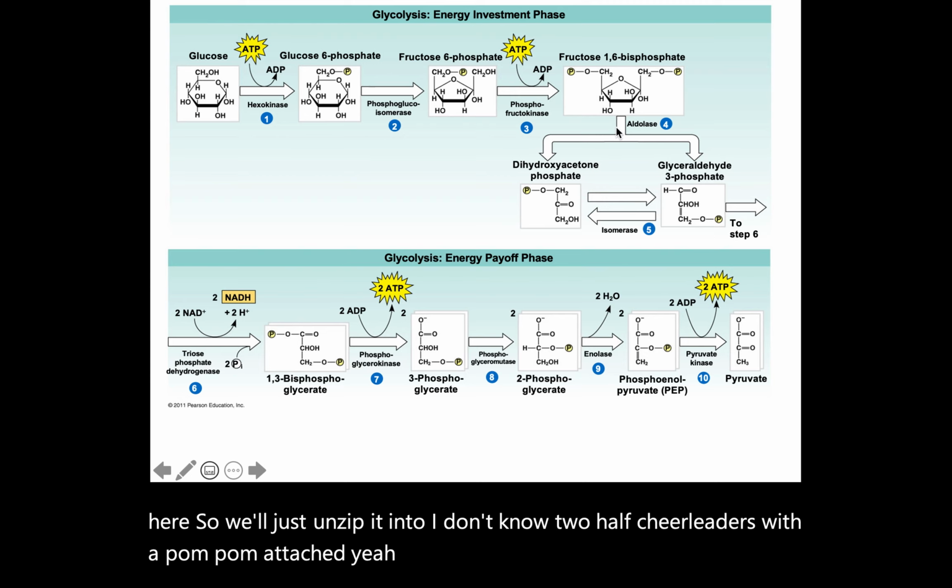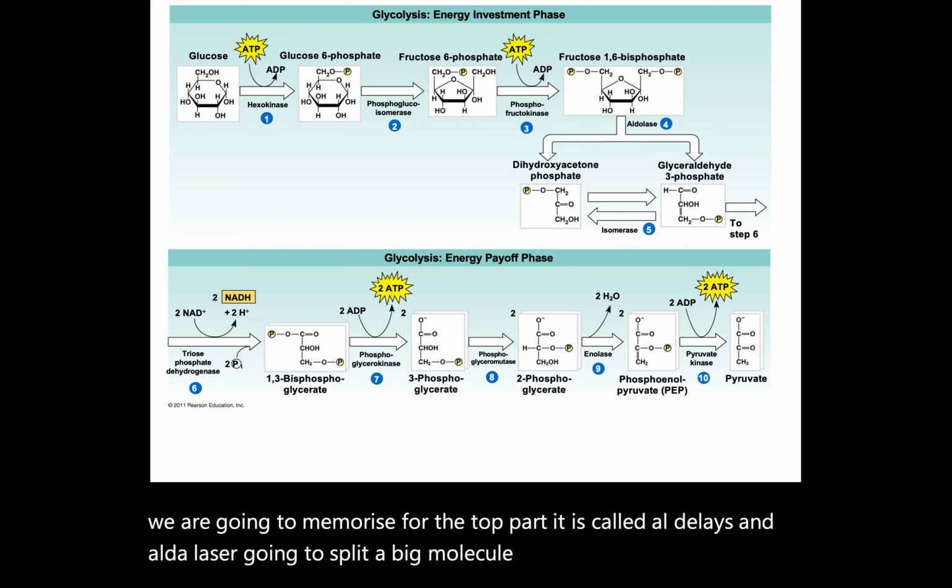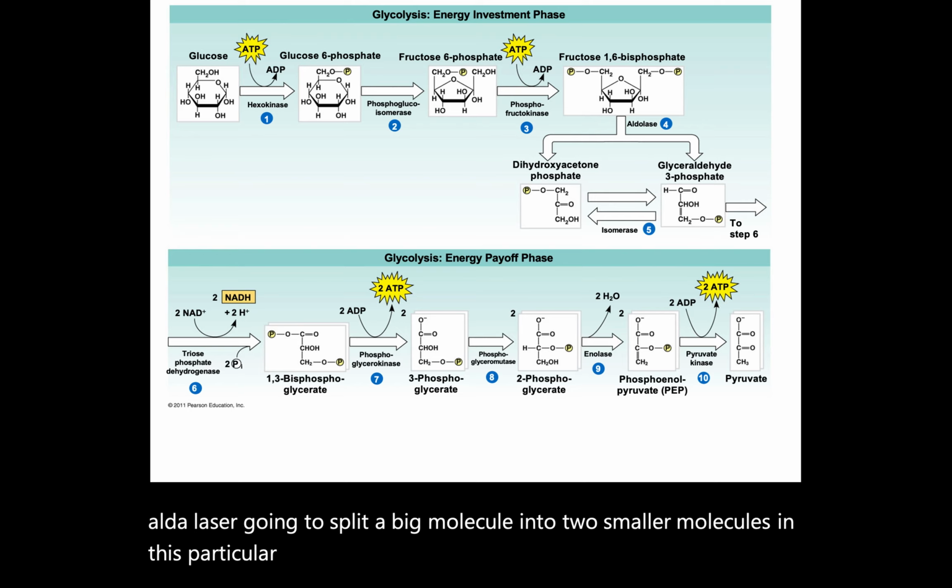The enzyme that does this is the one we're going to memorize for the top part. It is called aldolase. And aldolases are going to split a big molecule into 2 smaller molecules in this particular case. So aldolase, remember it.